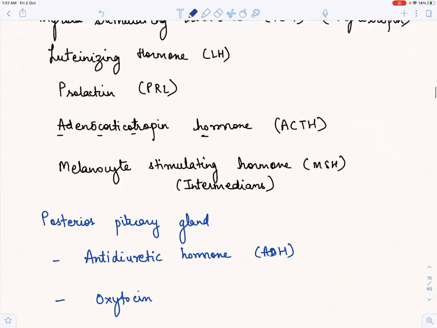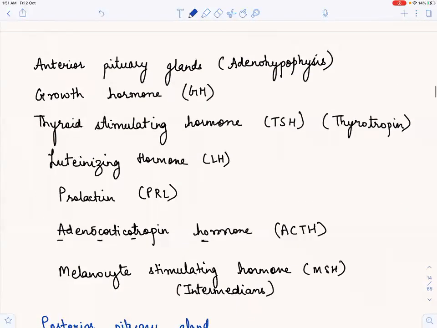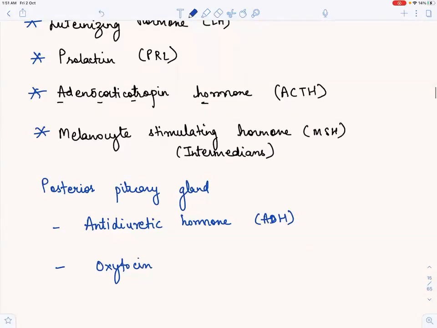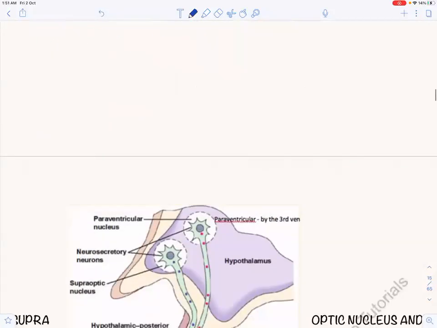So let us again see what are the hormones that we are going to study. Growth hormone, thyroid stimulating hormone, luteinizing hormone, prolactin, adrenocorticotropin hormone, melanocyte stimulating hormone, and antidiuretic hormone, and oxytocin. So now let us start.